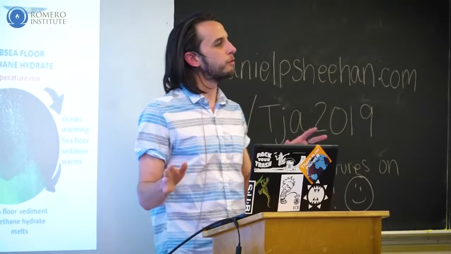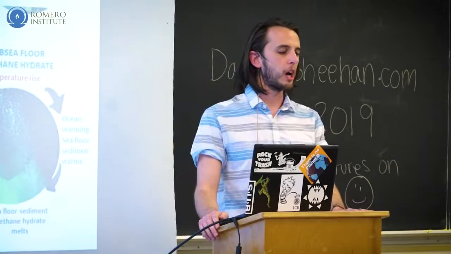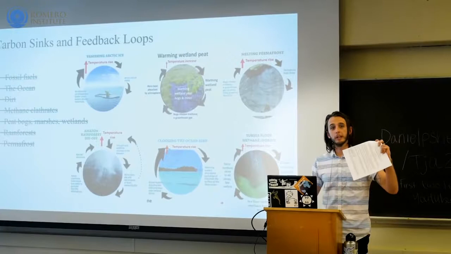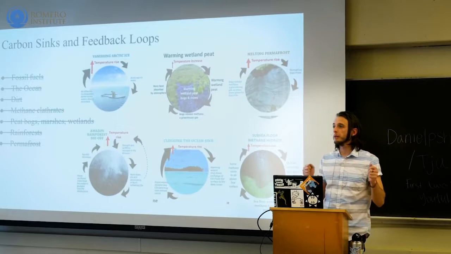Other types of feedback include albedo changes. I don't know if you're familiar with the term albedo, but it's how reflective an object is to light. For instance, this piece of paper has a very high albedo, close to one. In fact, if it was perfectly reflective, like a mirror, it would have an albedo of one. Whereas a black notebook has a very low albedo.